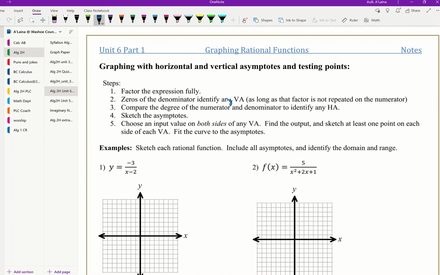And then what we're going to do is we're going to test a point on either side of any vertical asymptotes. We want to create an ordered pair, and we'll use that to fit the curve to the asymptotes. And this will make more sense when we actually do the problem.